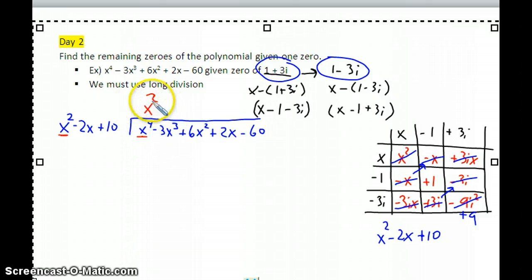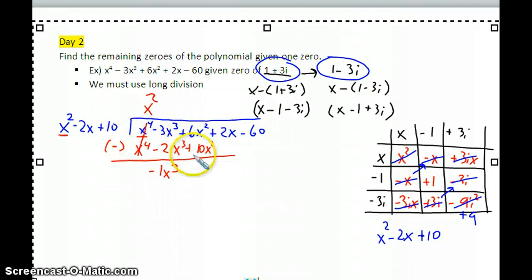Then you take this x squared and you multiply it by all 3 of these. So x to the 4th minus 2x to the 3rd, and then plus 10x squared. And now we subtract. Remember, we're subtracting each of these answers. The first one will cancel out. Negative 3 minus negative 2 is like adding 2, so it'd be negative 1x to the 3rd minus 4x squared. Drop down your next term. Start the whole process over.